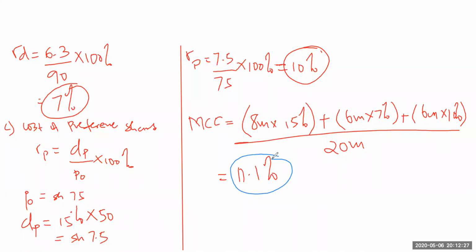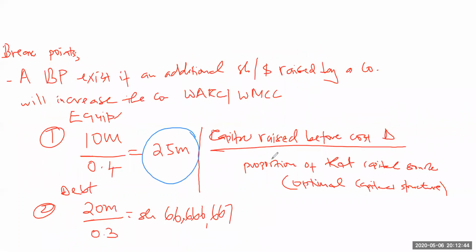Don't forget the 20 million total capital is between 0 and 25. Okay, so the cost is going to remain constant, irrespective of how much capital you're going to obtain. Just to show you, we illustrate that point.